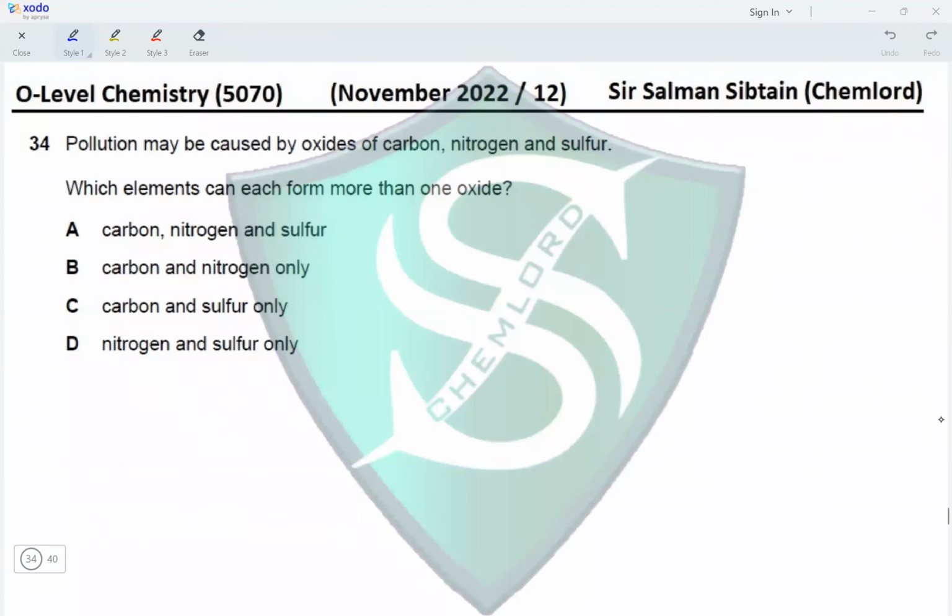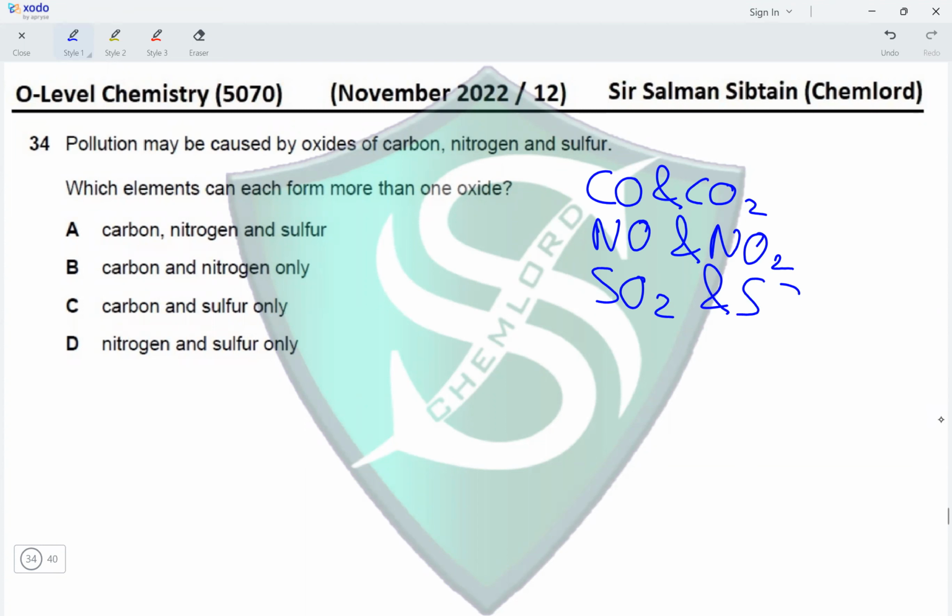Question 34. Pollution may be caused by oxides of carbon, nitrogen, and sulfur. Okay. Now, what are the oxides of carbon? Carbon monoxide and carbon dioxide. Oxides of nitrogen are nitrogen monoxide and nitrogen dioxide. And oxides of sulfur are sulfur dioxide and sulfur trioxide. Okay. Which elements can each form more than one oxide? Carbon, nitrogen, sulfur, yes, all of them form two oxides. Carbon and nitrogen, sulfur is missing. Carbon and sulfur, nitrogen is missing. Nitrogen and sulfur, carbon is missing. Therefore, option A is the correct option for this question.